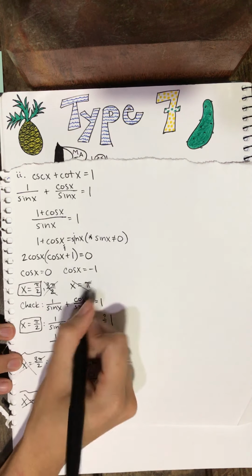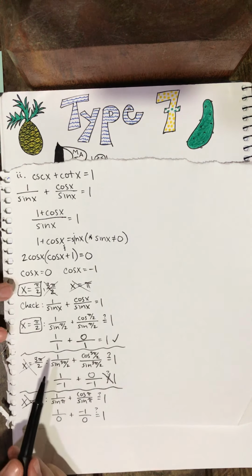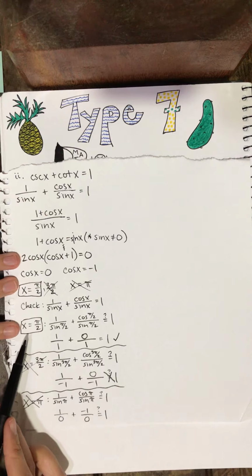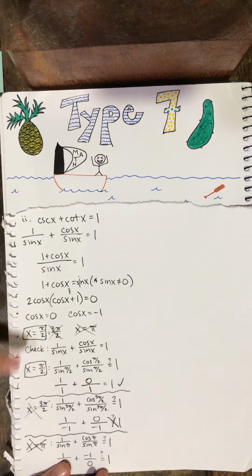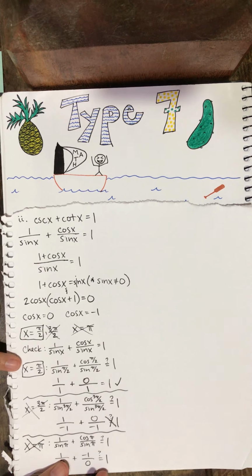That is a big no-no, so this is not a solution. So we had 2 extraneous solutions using this method. There's only one actual solution, x equals pi over 2. Okay? You don't have to box it in twice. I just did it for emphasis.